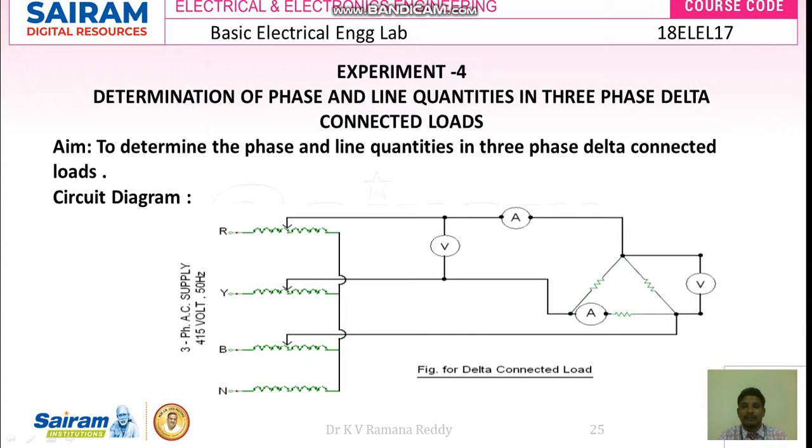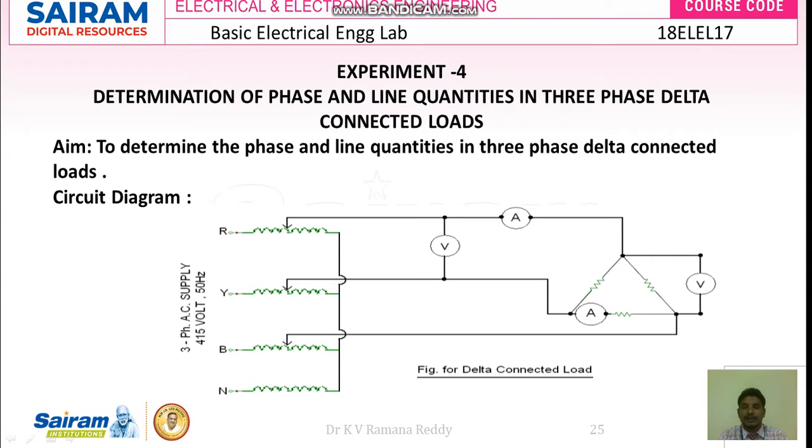and another end of that line current ammeter is given to the R1 terminal, and the R1 terminal is connected to the three-phase resistive load. The R2 terminal is connected in series with the Y1 terminal, and the Y2 terminal is connected to one terminal of the phase current measurement ammeter. Another terminal of this phase current ammeter is given to B1, and B2 is again connected to R1.